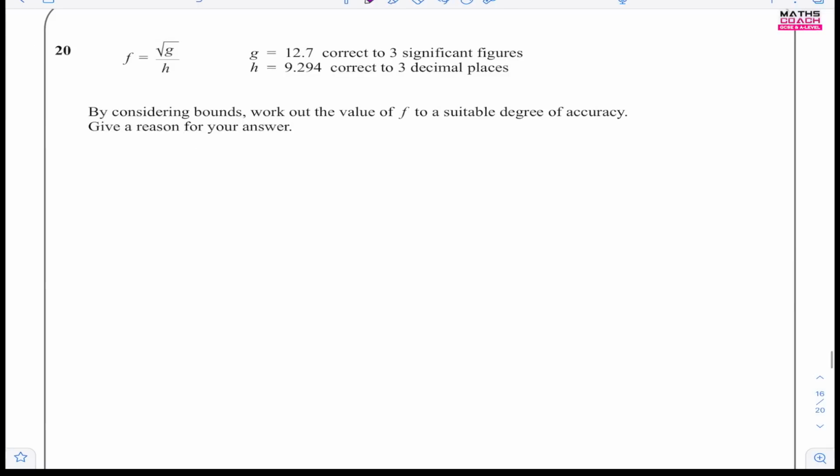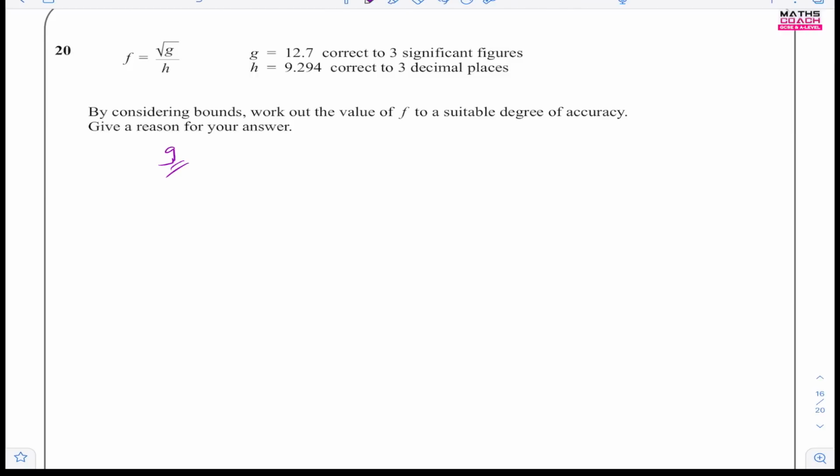Question 20. We have f is equal to the square root of g divided by h. We are told that g has been rounded correctly to 3 significant figures. h has been rounded to 3 decimal places. By considering bounds, work out the value of f to a suitable degree of accuracy and give a reason for your answer. Let's go ahead and work out the upper and lower bounds for both of our values.